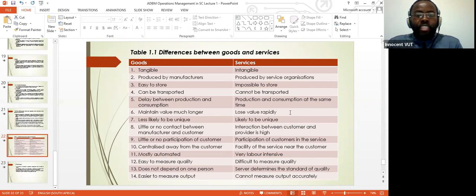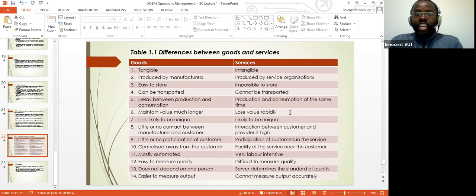Number five, there's a delay between production and consumption of goods, right? Goods can be produced now, and then they'll be consumed later. But under services, there's production and consumption at the same time. Right now, I'm providing a service to you.